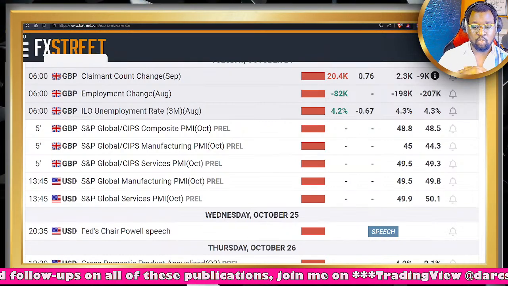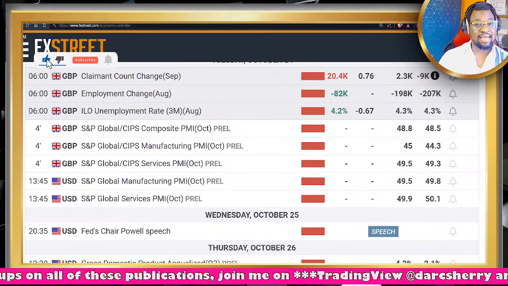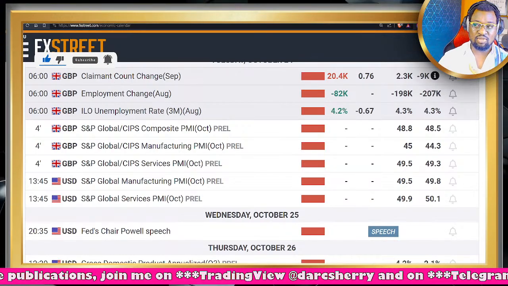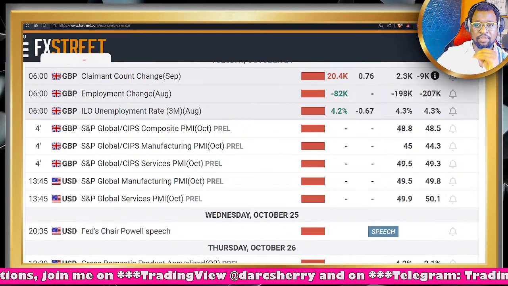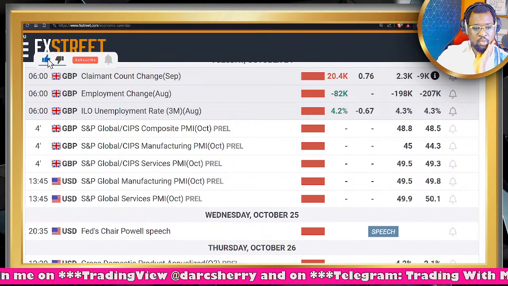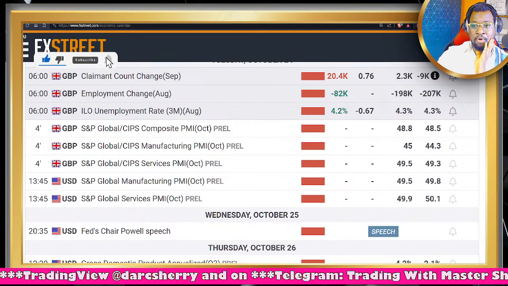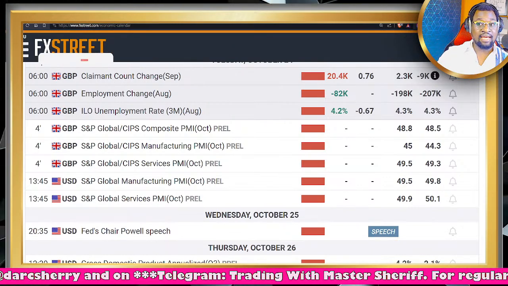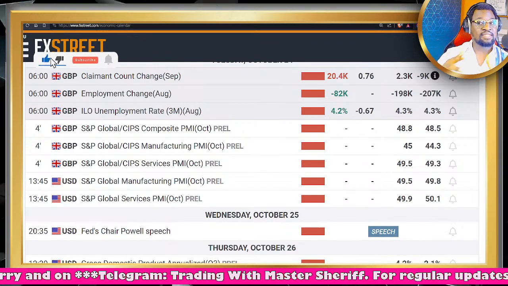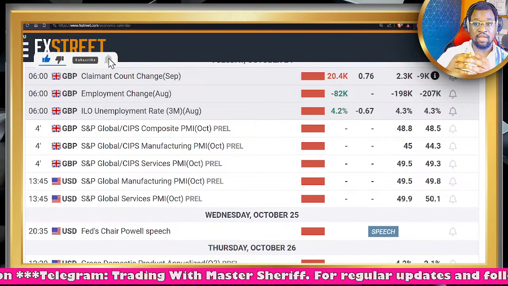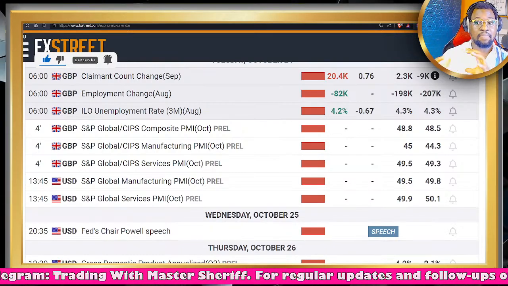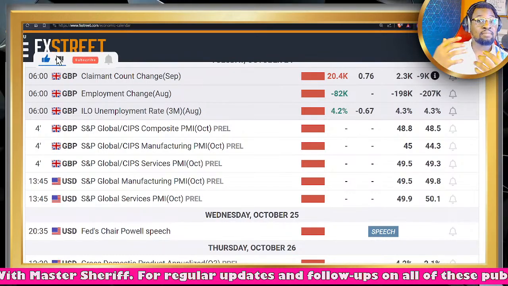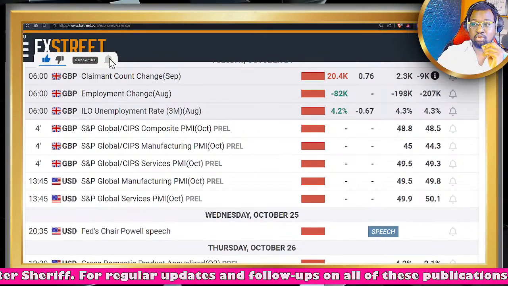And of course, we want to be looking at how the market has been reacting to this event, or probably in anticipation of the upcoming event too. Then we also have the S&P Global publications for the PMI composite, which is more or less an economic indicator that offers insight into the overall health of the United Kingdom's economy by combining both the manufacturing and the services sectors purchasing manager indices together.